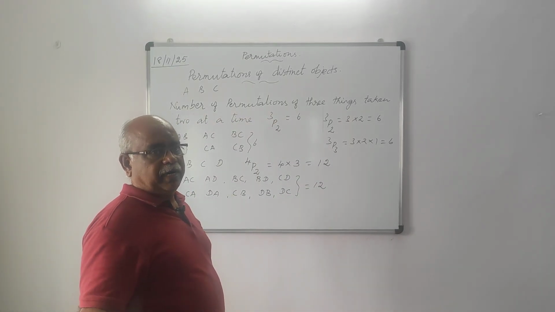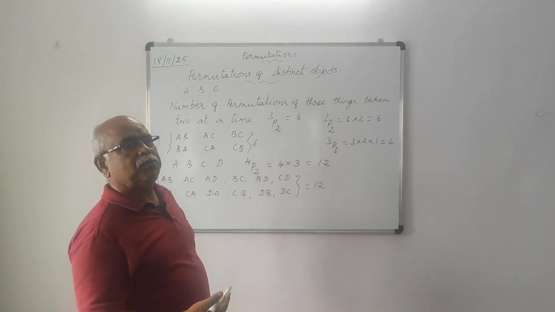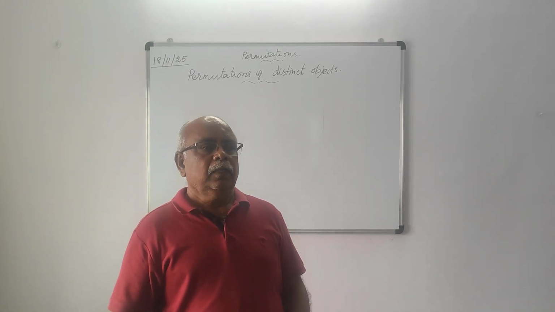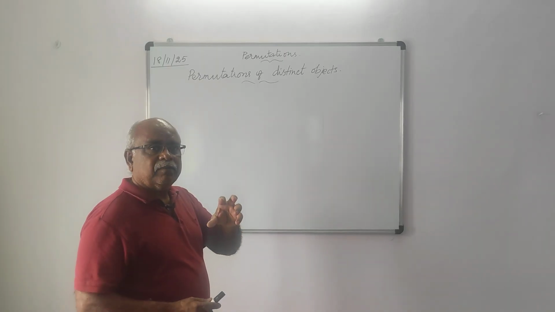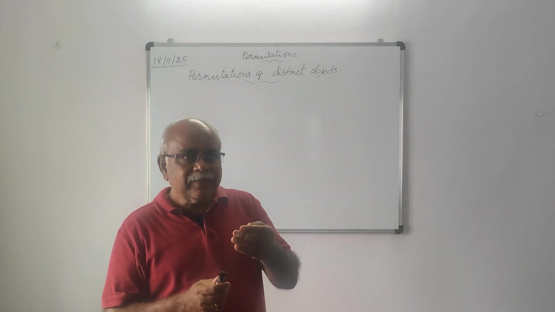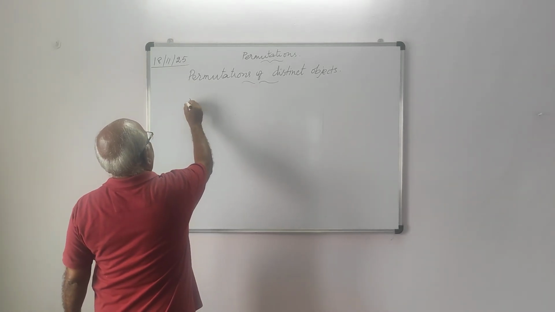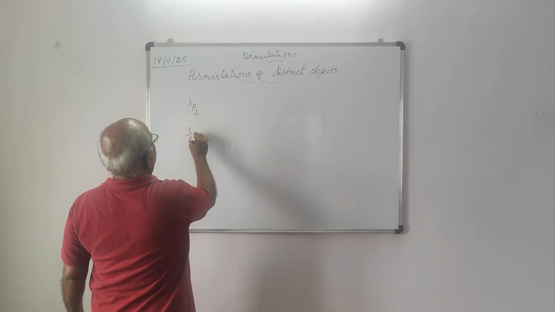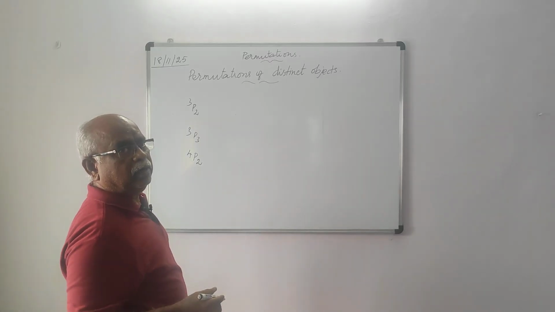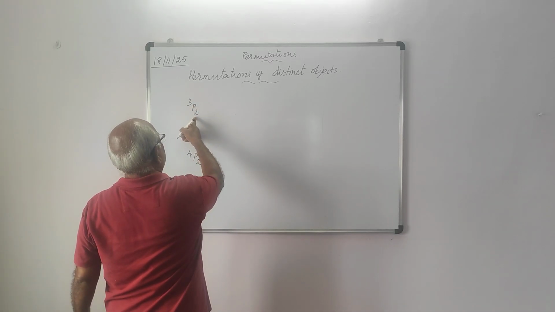NPR, n things taken r at a time, we have to derive. For that I am giving you so many examples. So far I have defined the arrangement of different objects, taking a required number of objects. So far we are saying 3P2, 3P3, 4P2 and so on.